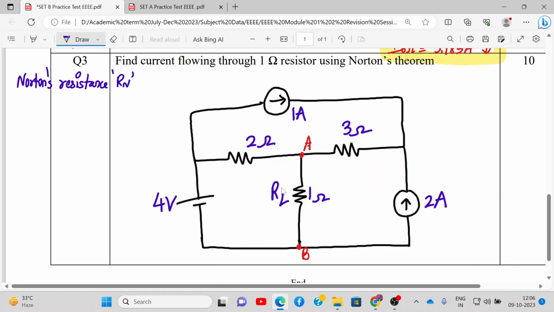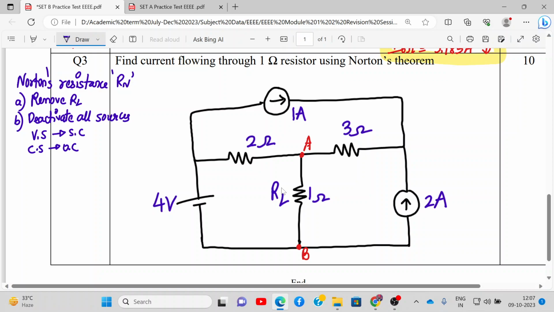And what is the procedure to find Norton's resistance? For Norton's resistance, the procedure is remove load RL and deactivate all sources. So what will happen to voltage source? Voltage source will become short circuit, and current source will become open circuit.